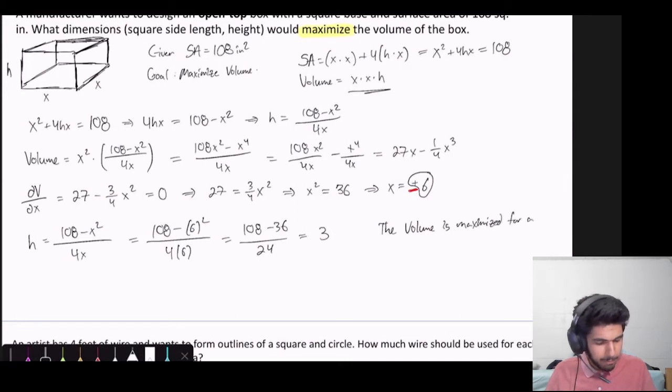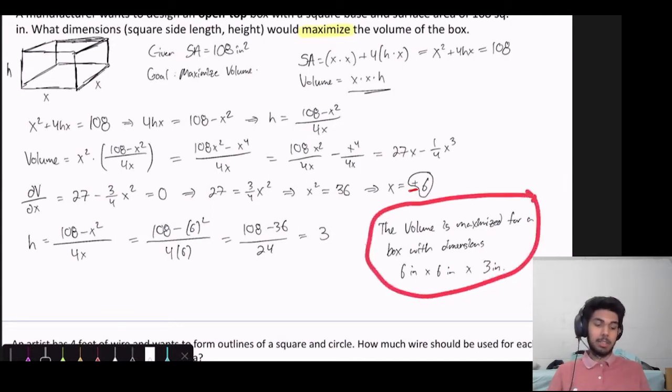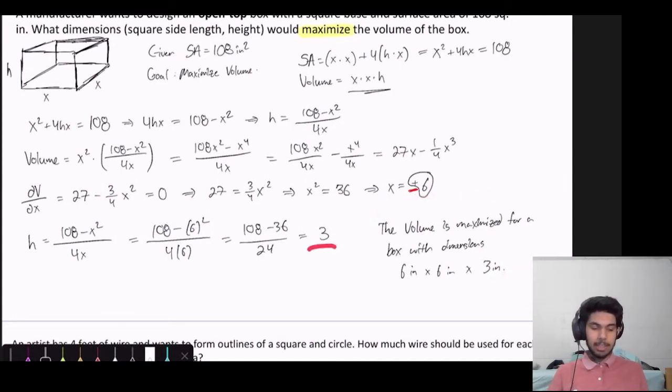So we are saying the volume is maximized for a box with dimensions 6 inches by 6 inches by 3 inches. And we sort of came to this claim quite suddenly. Like, we found values for the side length and the height, but we just said it's maximized. Do we actually know that to be true? Well, maybe we set the first derivative equal to 0, but what if this is a minimum? So we would have to check another value just to make sure our claim is correct.